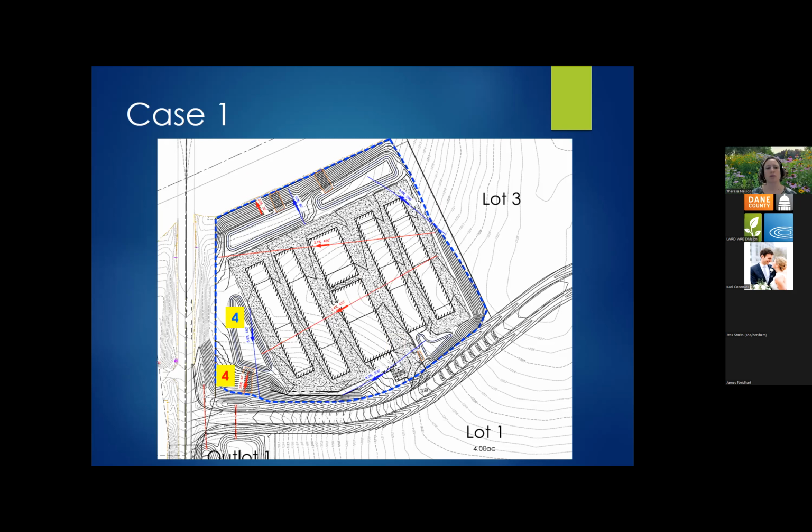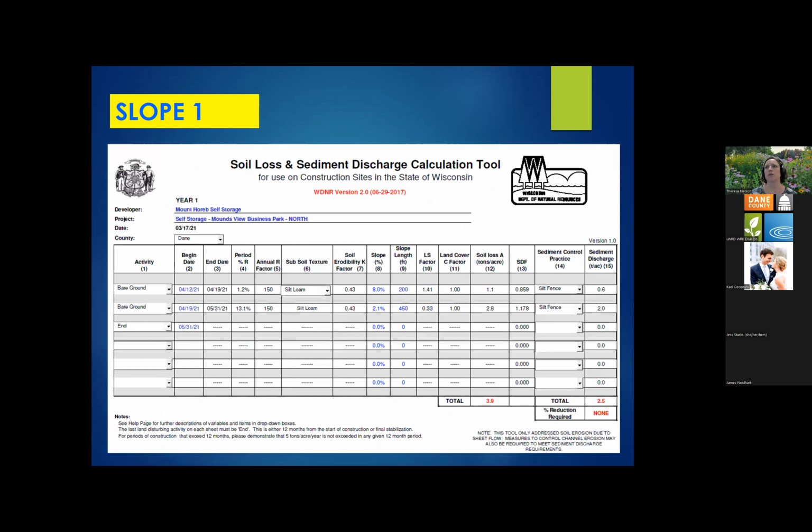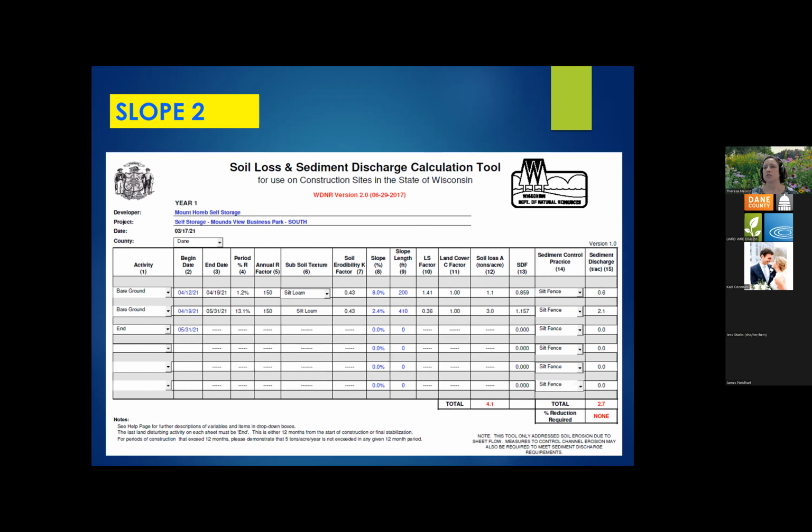So now just looking at what those spreadsheets look like, you'll see we have a first bare ground activity that uses the existing slope length, followed by another bare ground activity that uses the proposed slope and slope length. And you'll see for this one, since the proposed final condition of this slope was to be paved and be buildings, they just put an end when that pavement was going in. Similar to slope number 2, again, 2 bare ground activities followed by an end. This again is another place that was being paved and where buildings were being put in.